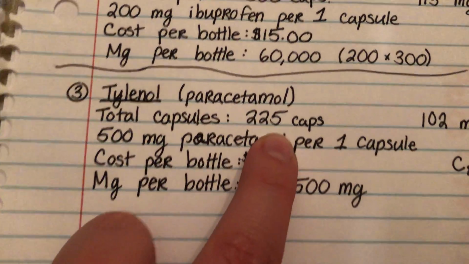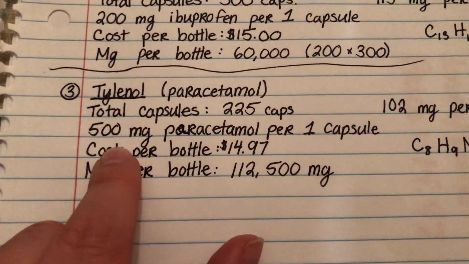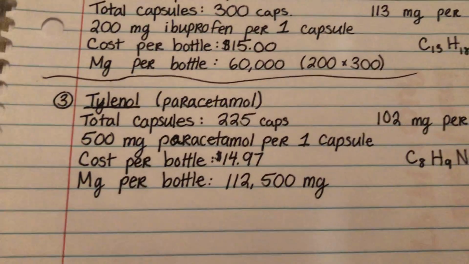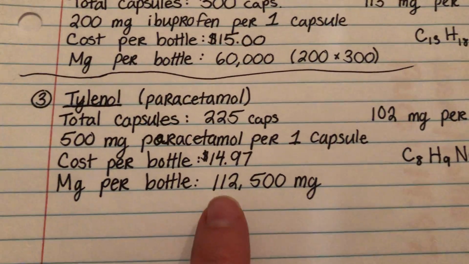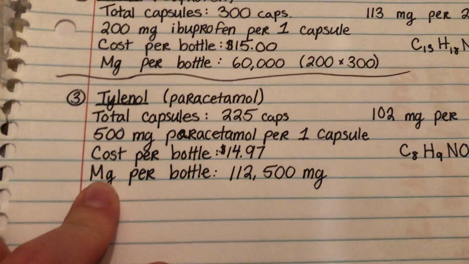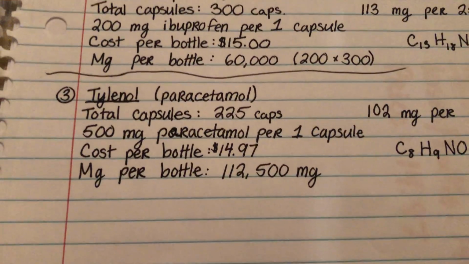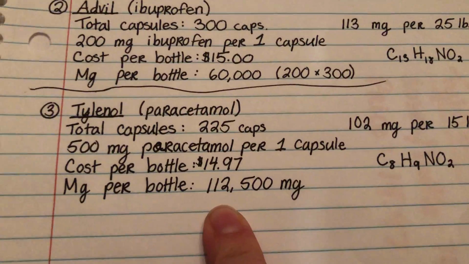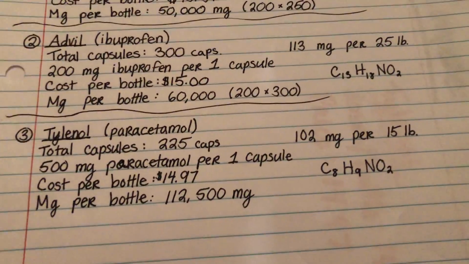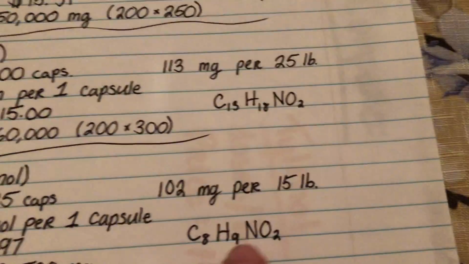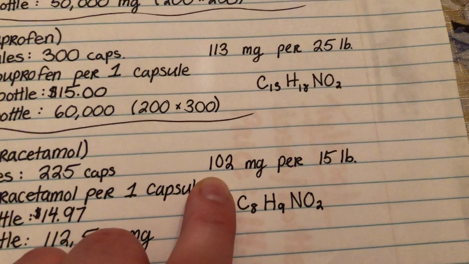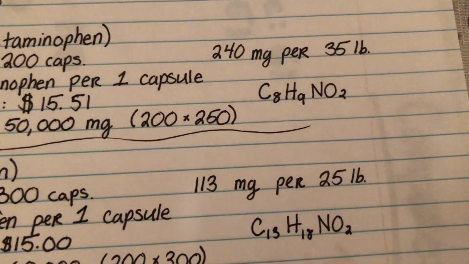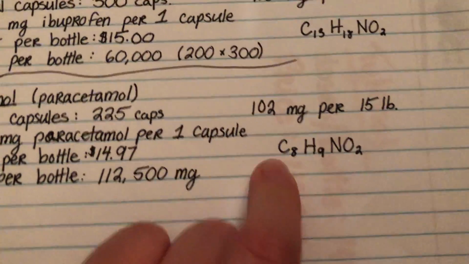The last one we have is Tylenol, paracetamol. Total capsules, 225. There's 500 milligrams of paracetamol per 1 capsule. The cost per bottle is the cheapest, $14.97. Same exact thing, multiply the milligrams by the capsules, and we have a total of 112,500 milligrams per bottle. Then we have 102 milligrams per 15 pounds, and the compound is the same as acetaminophen because they pretty much do the exact same thing.